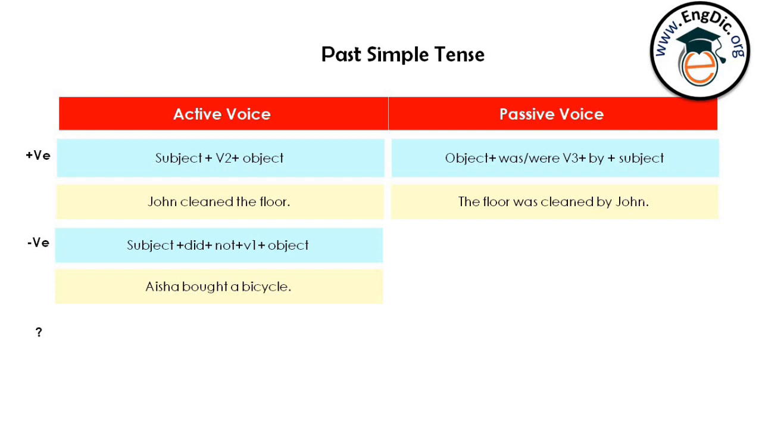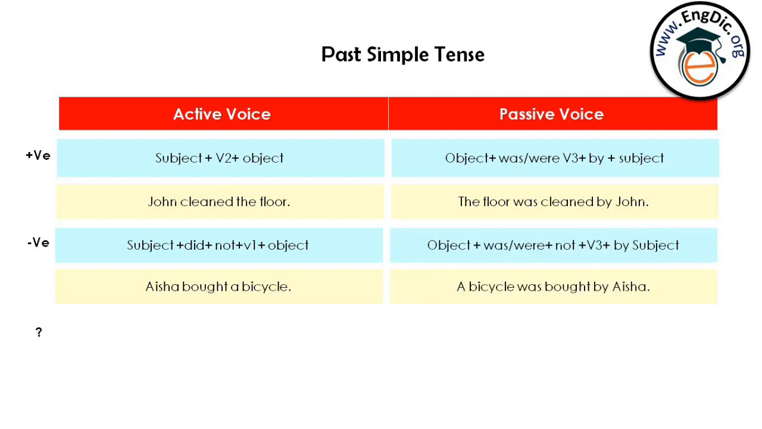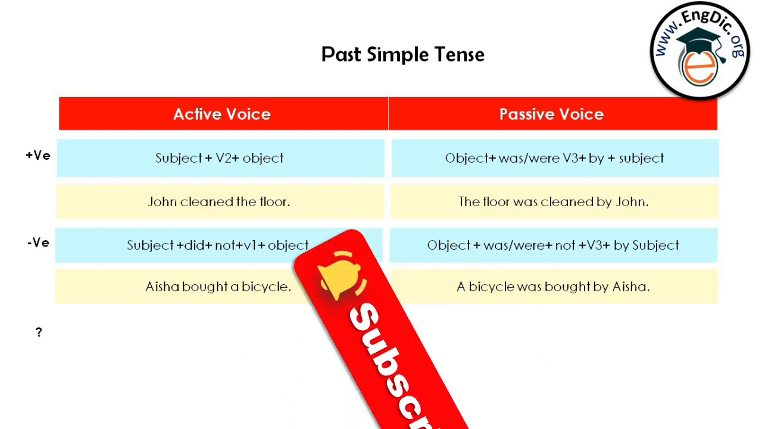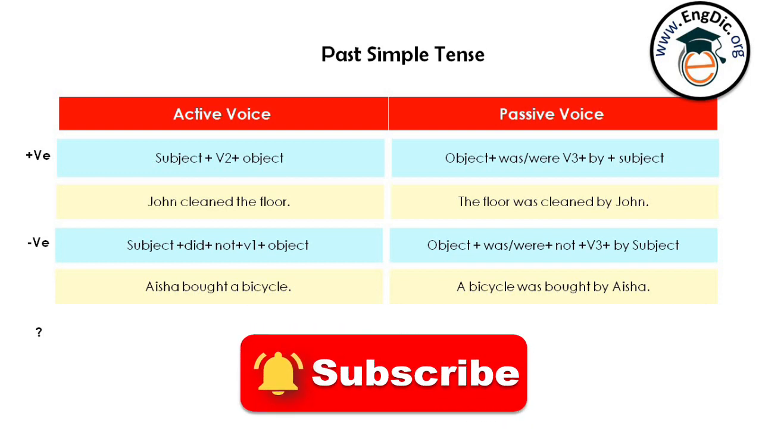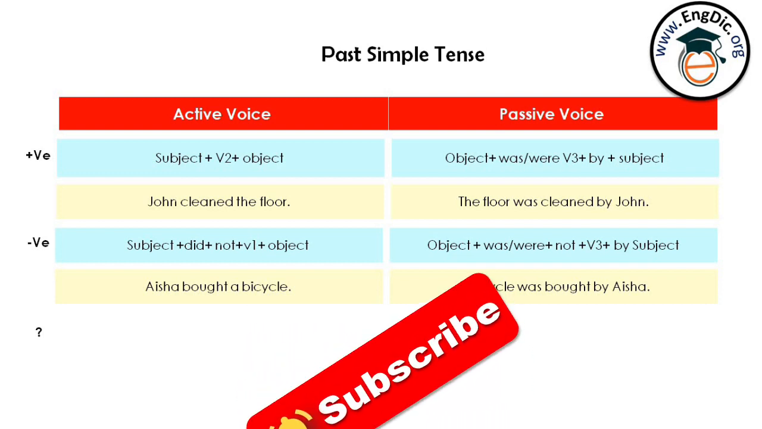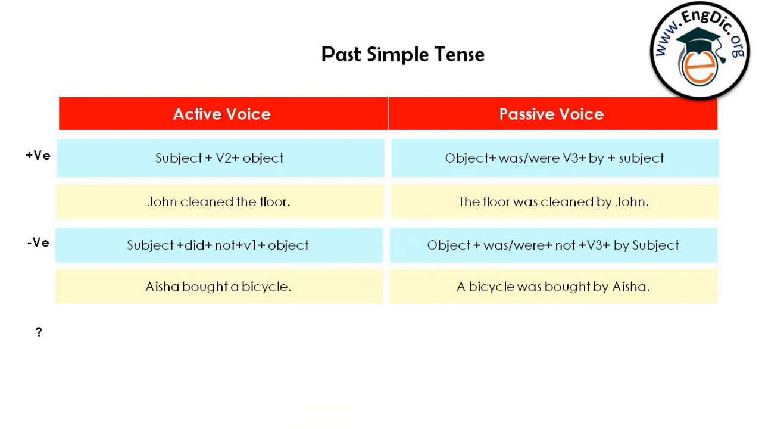We have to put the subject. Asha did not buy a bicycle. The subject Asha, then the helping verb did not, and then the first form buy, and then the object a bicycle. The passive voice is object, then was or were, then not, third form of verb, by, and the subject. For example, a bicycle was not bought by Aisha.